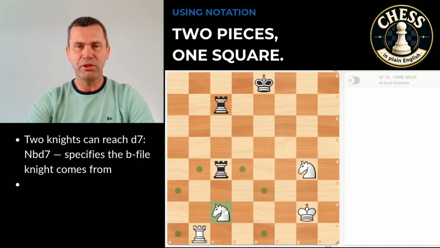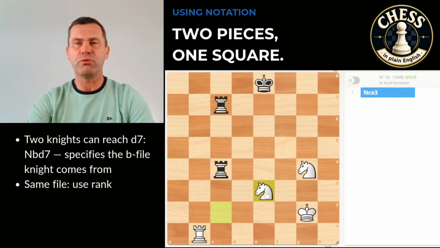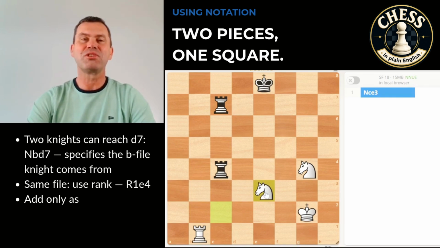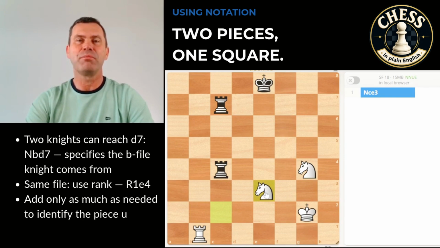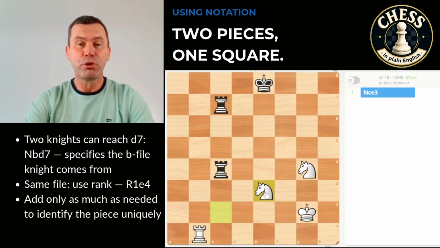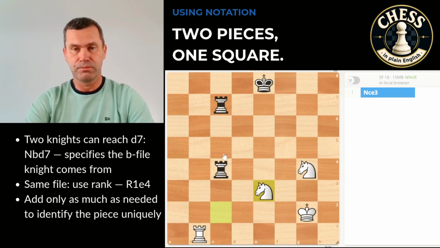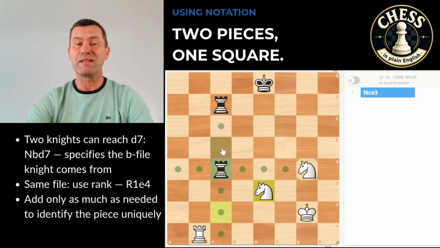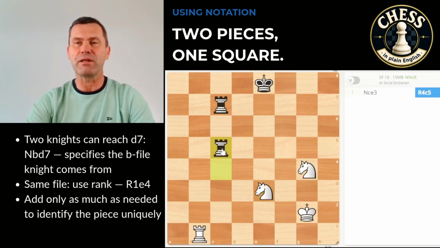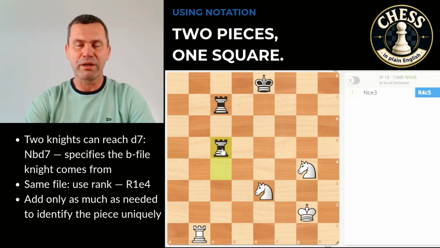For example, in here, both knights can move to e3. You need to write that it was the c knight that moved, so you write nc e3, because then it is clear which knight has moved. Another example, rook move to c5. Now it is logical to expect that there is a rook move to c5 from the rook that's under attack here, but still, you need to make it very clear. So rook from 4th rank moves to c5, r4 c5.